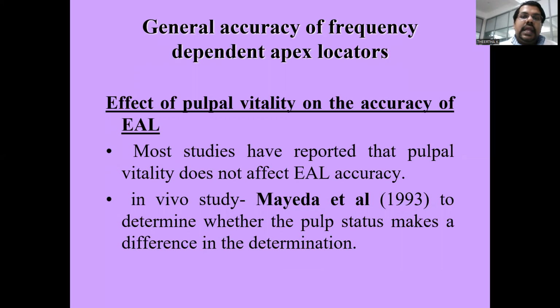Now, what does the general accuracy and frequency of apex locators depend on? The effect of pulpal vitality on the accuracy of the electronic apex locator: most studies have reported that pulpal vitality does not affect the electronic apex locator accuracy. In an in vivo study, Maeda et al. in 1983 determined that the pulp status makes a difference in determination. He said that the status of pulp vitality does not affect the electronic apex locator accuracy.